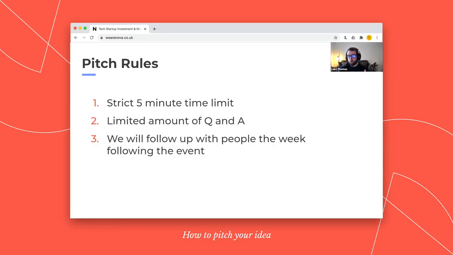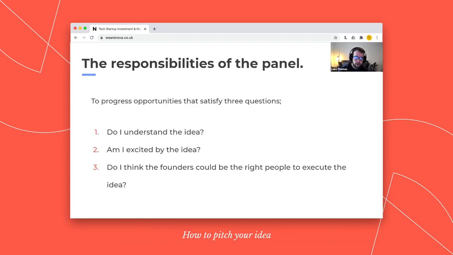And ultimately, what we'll do is we'll watch all the pitches on the demo day. We'll score those pitches. And then we'll prioritize those businesses and we'll follow up with you the week following the demo day. So you won't get any offers of investment right there and then after a 5-minute pitch. It's about giving us a flavor so that we can engage with you further and see the best way we can work together. So that'll be the rules.